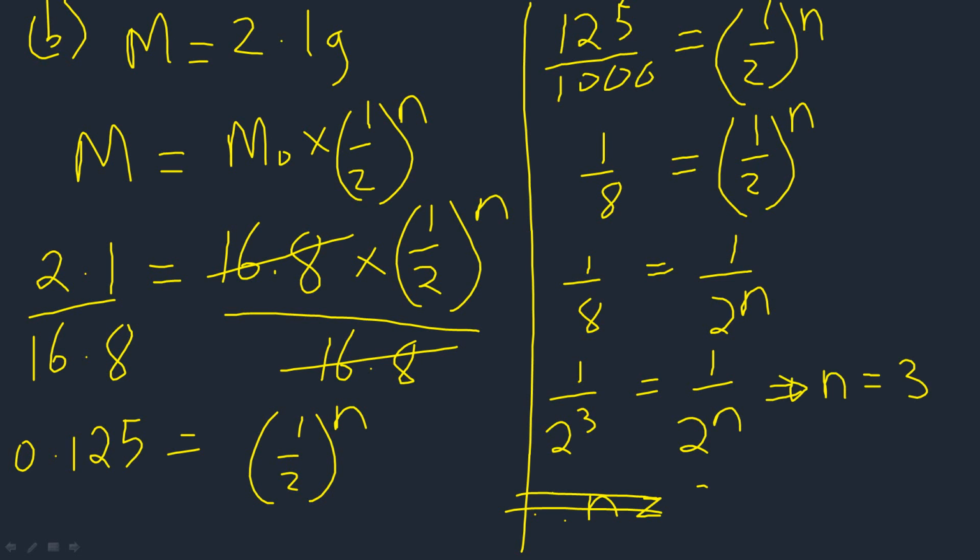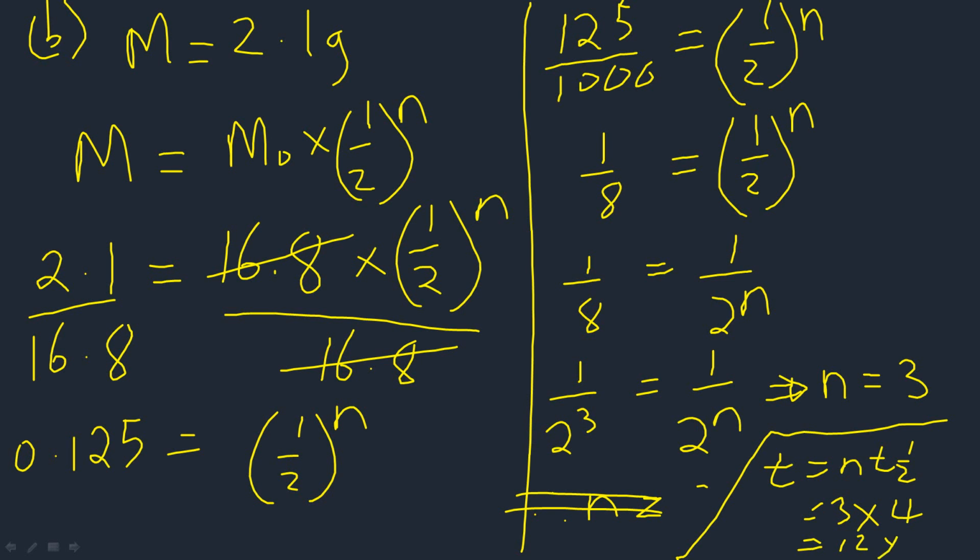And once you know the value of n, use now the formula that we had. You remember our formula? We said that t, the time taken, is equal to n times T half, which is going to be 3 times what was our half-life? Yes, it was 4 years. So we end up with 12 years. So the time taken for it to decay to 2.1 grams is 12 years using the formula.